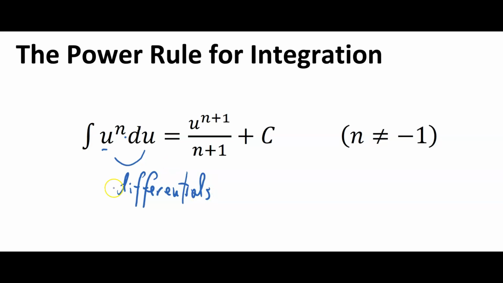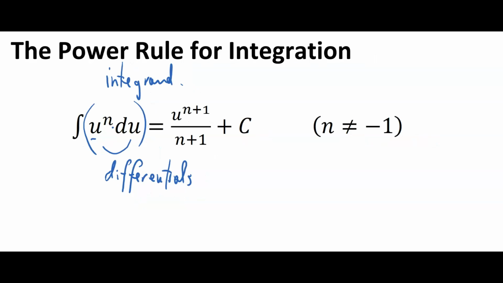earlier in the course. And so what we want to do is take a look at the integrand. Everything in here is called the integrand. And if it can be broken up into being a product of some function to a power multiplied by its differential, then we can use the power rule for integration to find the integral itself. This integral will then be found by raising u to the power of n plus 1 and dividing the whole thing by n plus 1 and adding the constant of integration.